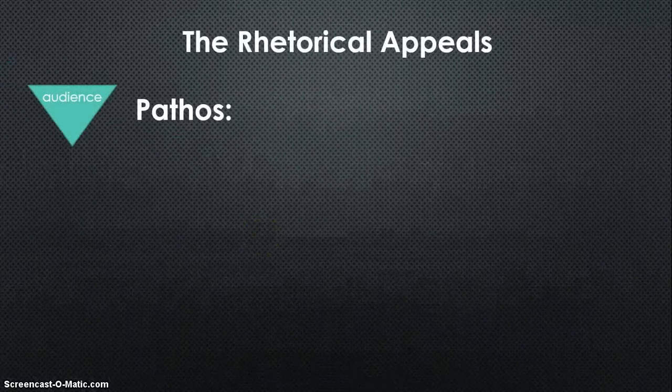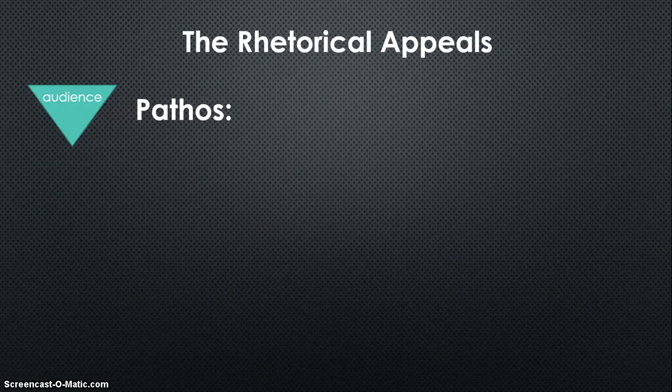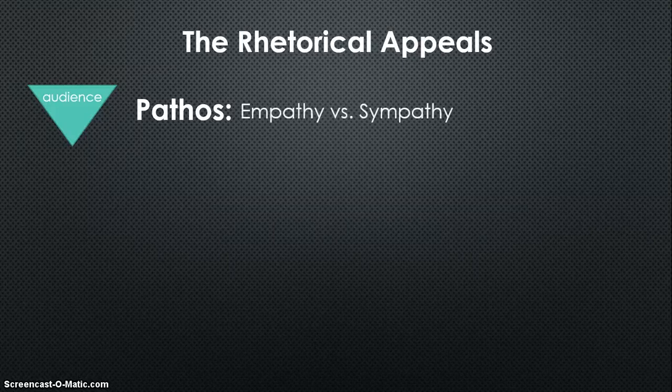Next up, we have pathos. Now, pathos is associated with the audience corner of the rhetorical triangle. Pathos, again, may be a weird sounding word. Think about maybe the word empathy. And here I want to distinguish between, let's say, the word empathy and sympathy in order to help understand what pathos truly means.